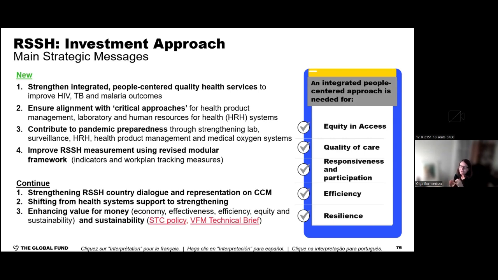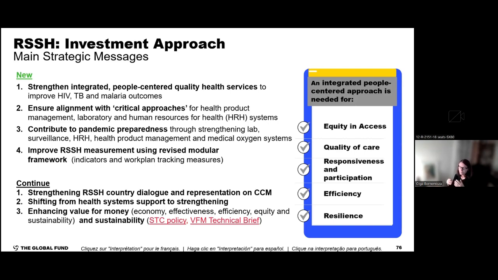The fourth area, which is not really new, but I just really wanted to highlight, is that we need to continue to improve the way that we measure the impact and the outcomes of our RSSH investments. And we've revised the modular framework to make it much easier to do this. So we've revised both the indicators and the work plan tracking measures. In a certain number of countries, we're also going to be trying to roll out these health facility assessments to make some of the indicators easier to get the data for.